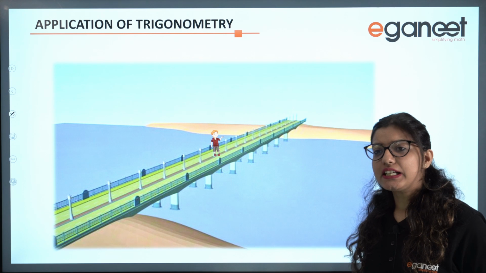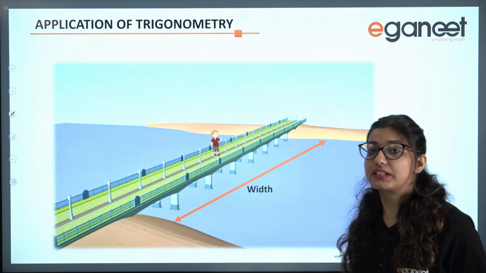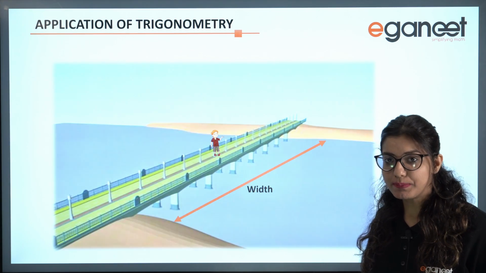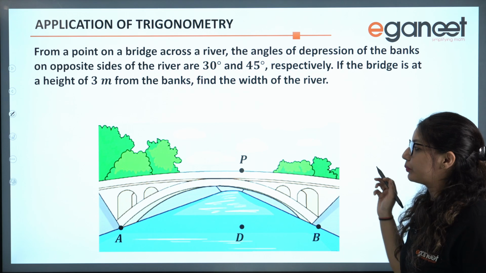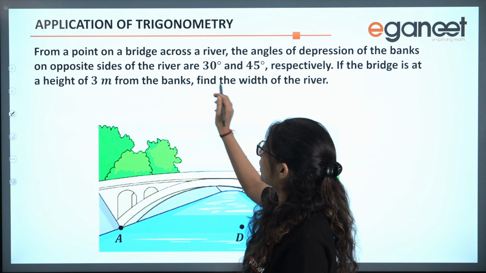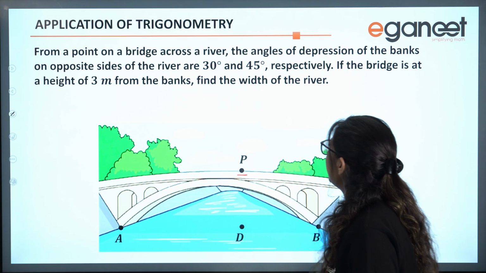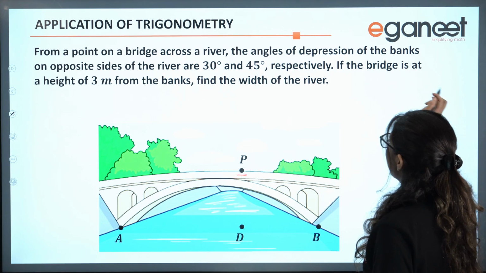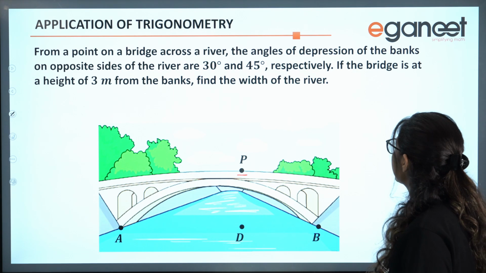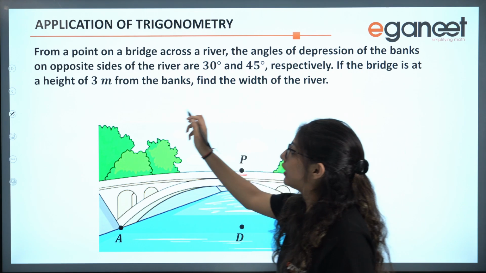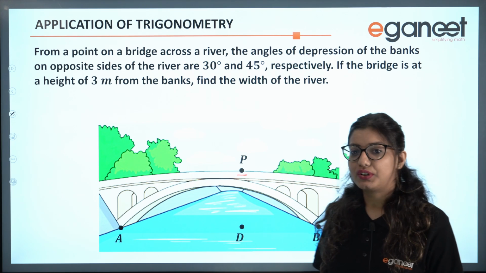Okay, so there is one solved example, that is solved example number 7 based on this concept, right? So we'll try to solve it here. So the question is, from a point on a bridge across a river, we have taken that point as P. The angle of depression of the banks on opposite sides of the river are 30 degrees and 45 degrees respectively. If the bridge is at a height of 3 meters from the banks, find the width of the river.